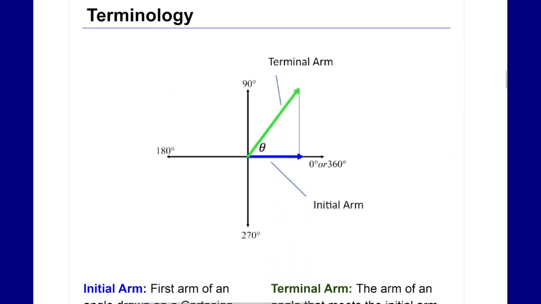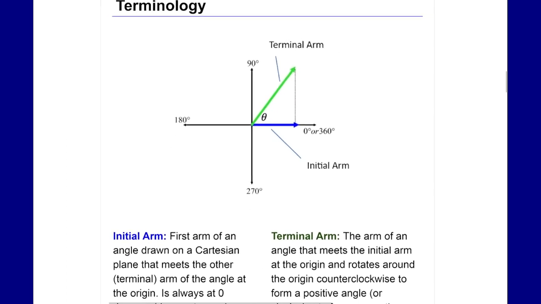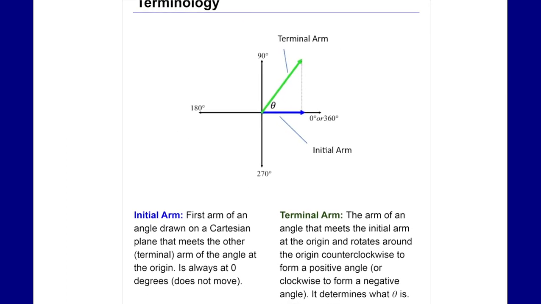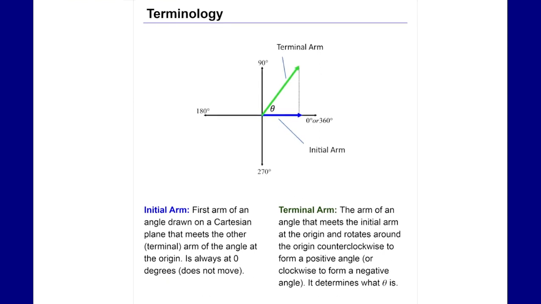Before we get into those concepts, though, we do have to look at some new terminology. So we are going to look at the terminal arm and the initial arm. This is going to help us identify or label angles on a Cartesian plane, right? So almost think of a grid system with a y and an x. The initial arm is the first arm of an angle drawn on a Cartesian plane that meets the other, or the terminal arm of the angle, at the origin.